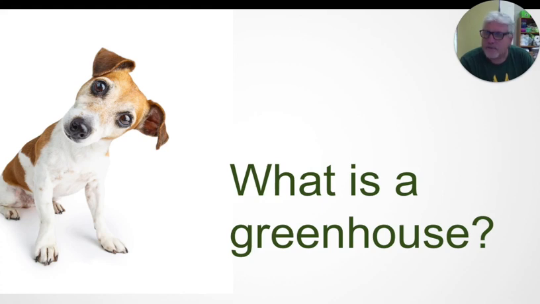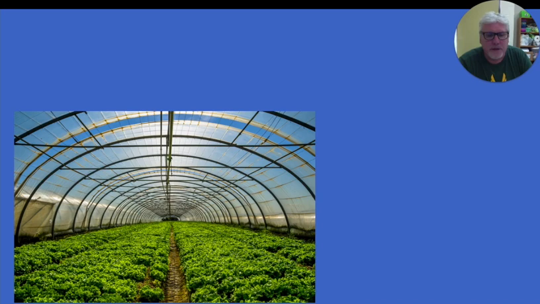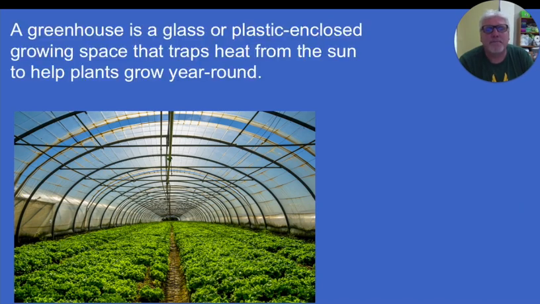All right, just to make sure, if we're going to talk about greenhouse gases, we should know what a greenhouse is. Here's a picture of a greenhouse. A lot of vegetation, and those look like it's plastic over top. It's a glass or plastic enclosed growing space that traps heat from the sun to help plants grow year-round. And you can imagine if you walked into that greenhouse, it probably is warmer inside there than it is outside the greenhouse.